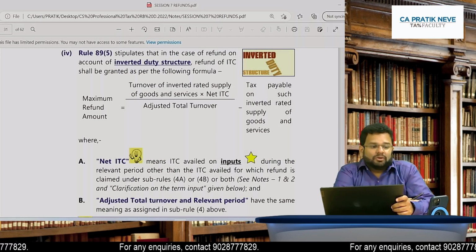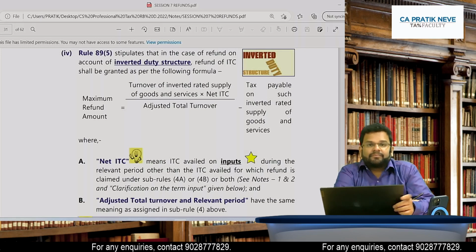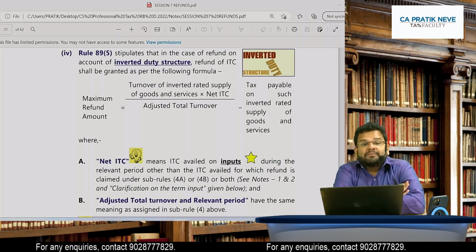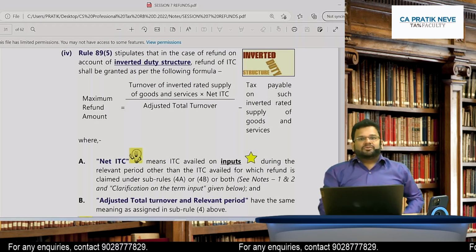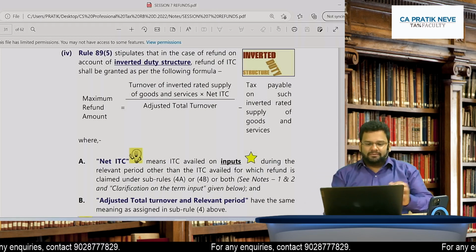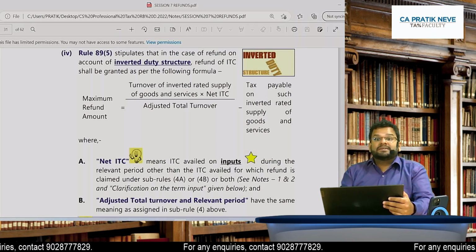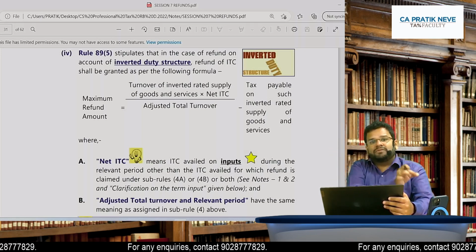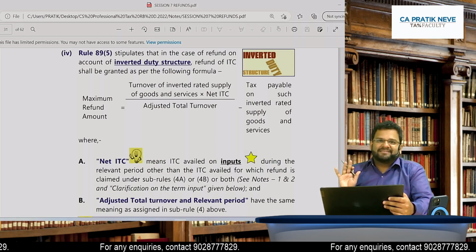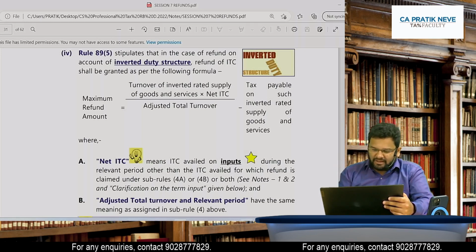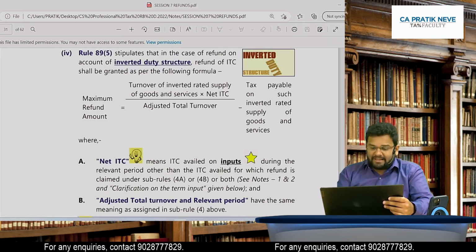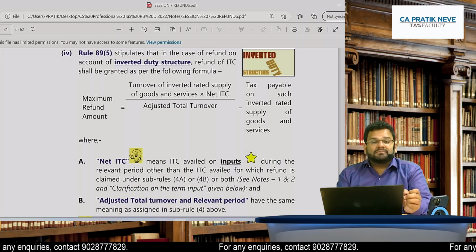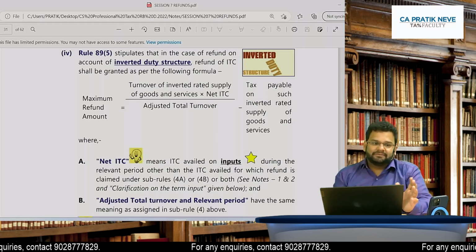Chalo, inverted duty structure now. Inverted duty structure. Inverted means ulta. So why we are calling it inverted is because the rate of GST on inward supply is greater than the rate of GST on outward supply. Okay, check. So what will be the maximum refund amount? Again friends, it is based on the unitary method.